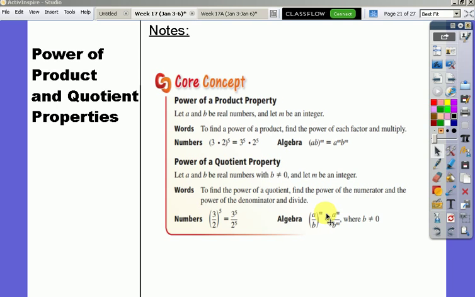The power of the quotient property says let A and B be real numbers, where B cannot equal 0, and let M be an integer. To find the power of a quotient, find the power of the numerator and the power of the denominator and divide. Again, as you can see here, they took that quotient and raised each separate numerator and denominator to the fifth power, and applied the division. We'll see some examples here in a second. Do you have any questions about those power of quotient and power of product properties?